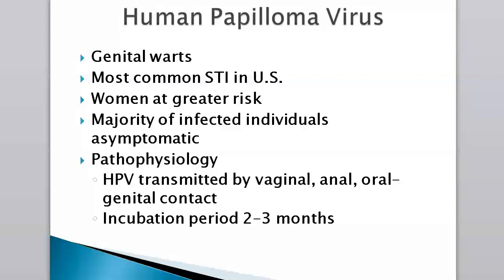How is it transmitted? Because most of these people who are infected are asymptomatic, but it's transferred by vaginal, anal, or oral genital contact. And the incubation period is about 3 weeks to 3 months. Some people actually do not even have any manifestations, and others will exhibit those genital warts. And diagnosis of genital warts may be made on the basis of the clinical appearance on a physical exam.